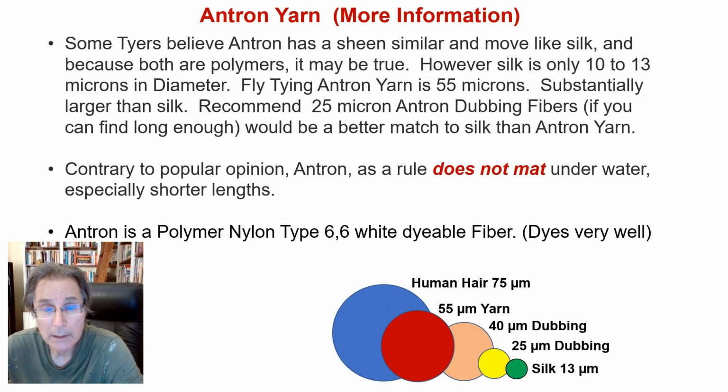You can read through this slide yourself. There's a lot of talk about Antron being like silk. So that concludes this abridged version of Antron versus Z-lon, and the biggest difference is that hollow core in the Z-lon, which better imitates light passing through it, similar to insect wings.